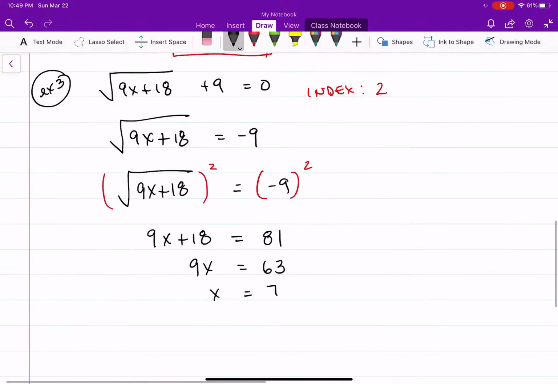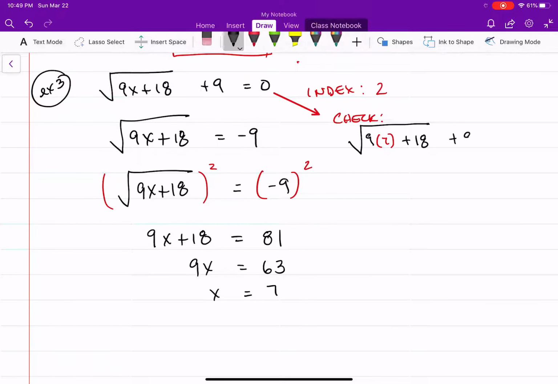7. So before I box that, I need to check it. And I always have to use the original to check it. All right, so let's see. I have the square root of 9 times 7 plus 18, and then add the 9 and see if that's equal to 0. All right, so what do I have? I got the square root of 63 plus 18 plus 9. Is that equal to 0?